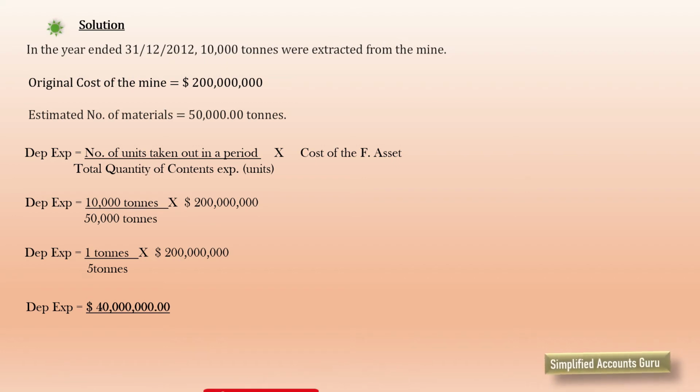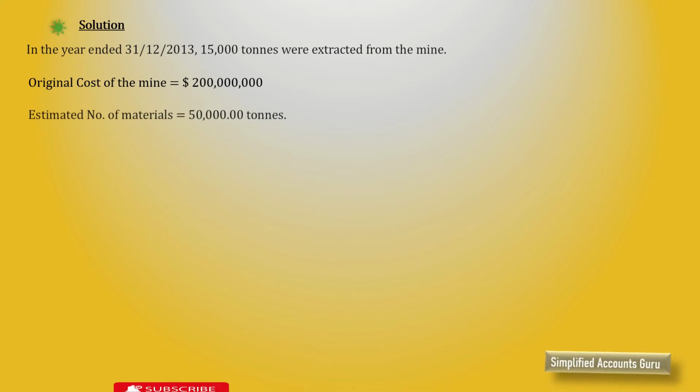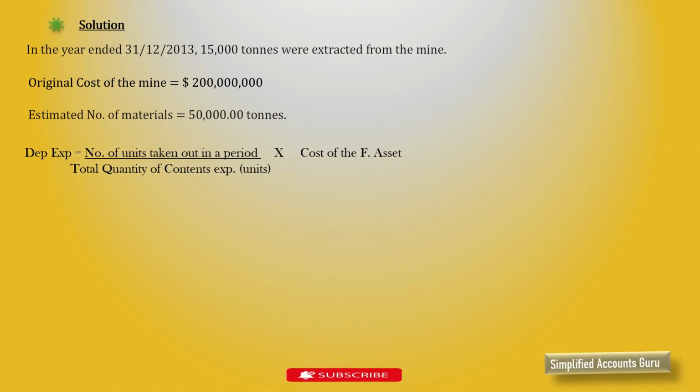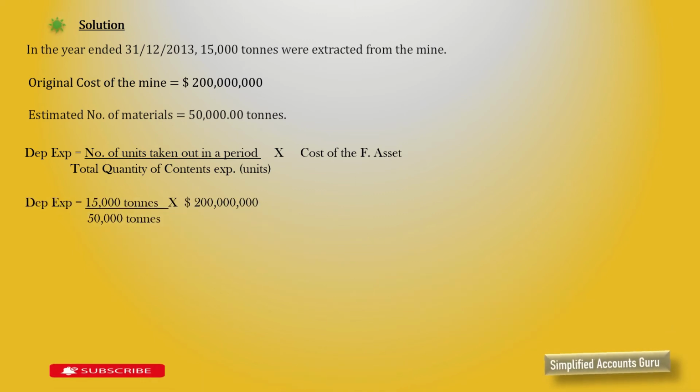So that is answering question 1, part A, which was asking about getting depreciation as at the end of 31st December 2012. Then the next one was asking for depreciation expense as at the end of December 31st, 2013. In the year ended 31st December 2013, 15,000 tons were extracted from the mine. The original cost of the mine is $200 million, and the estimated number of materials is 50,000 tons. Still, our formula stands, and then we just replace.